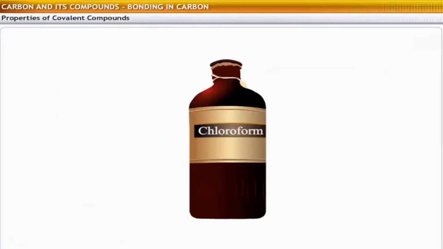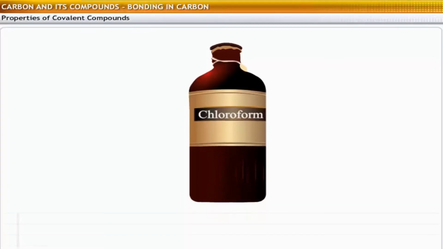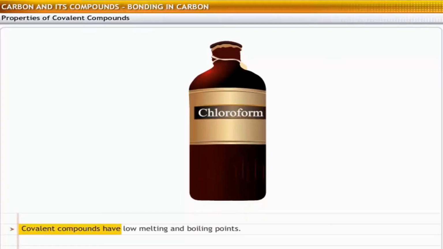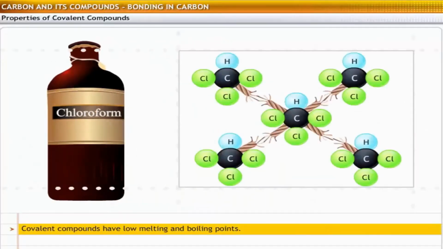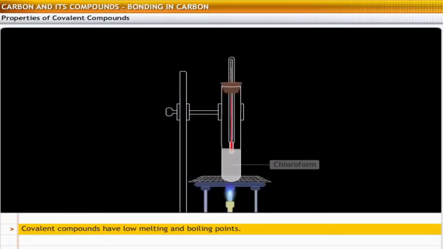Covalent compounds are identified by some distinguishing properties. Let's look into the properties of covalent compounds. Covalent compounds have low melting and boiling points. This is due to weak forces of attraction between the molecules. For example, chloroform has a boiling point of 60 degrees centigrade.